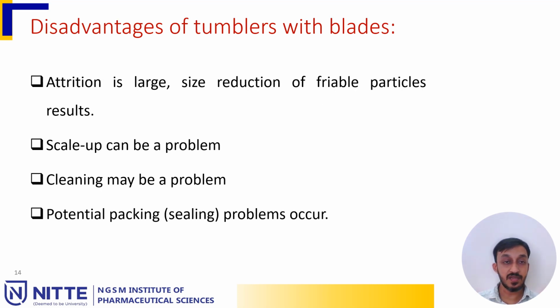At the same time, there are a few disadvantages for the tumblers with blades. Attrition is large and the size reduction of friable particles is the result. Hence, very friable materials cannot be added into tumblers with blades, and scale up can be a problem from a smaller device to a bigger tumbler with blades. The blades will interrupt cleaning and potential packing sealing problems can occur. These are a few disadvantages of using tumblers with blades.